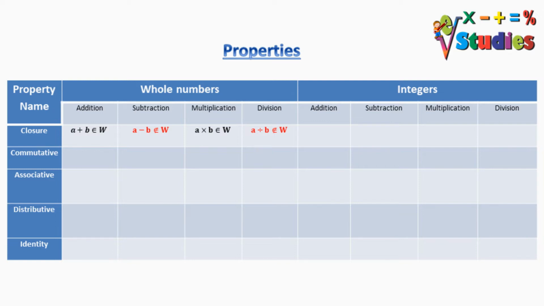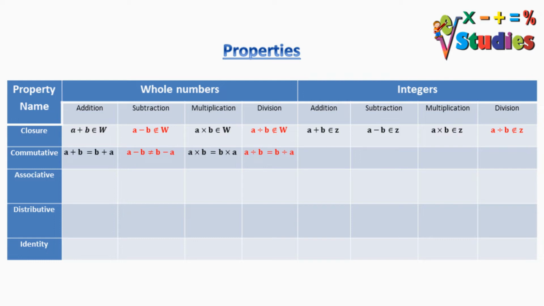So if you add two whole numbers, you will always get a whole number, and if you multiply two whole numbers, you will get a whole number. However, in subtraction and division, the answer will not always be a whole number. Whereas integers are closed under addition, subtraction, and multiplication. So if you perform addition, subtraction, or multiplication of integers, the answer will always be an integer. However, in division, you do not always get an integer.